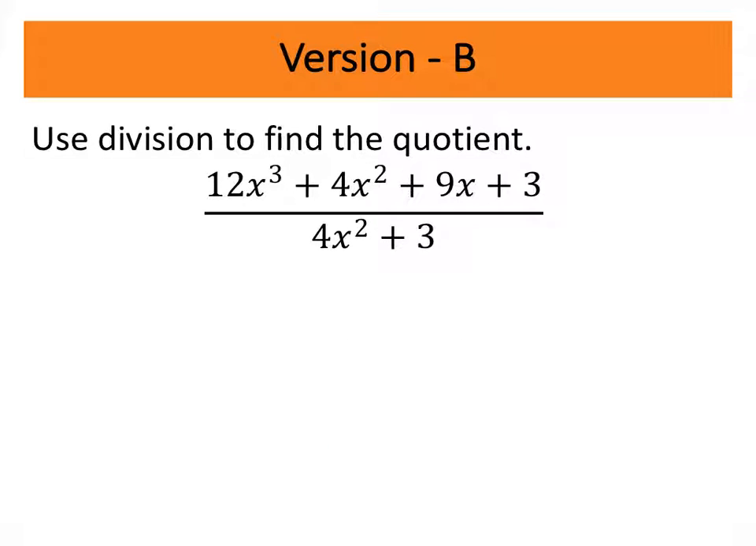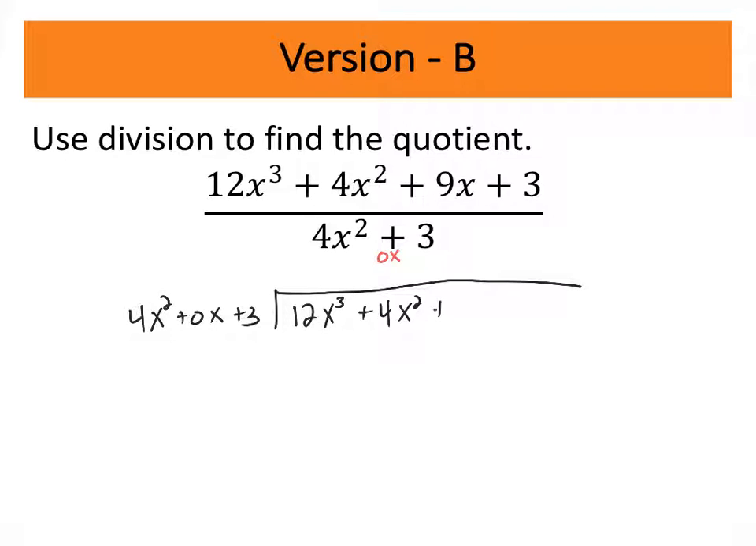So I'm going to redo this same problem, except this time I'm going to do long division, but I'm also going to add that 0x in there. So the first thing I need to do if I'm going to do a long division problem is I'm going to need to rewrite it. So I'm going to rewrite 4x squared plus 0x plus 3 divided, and what are we dividing? We're dividing 12x to the third power plus 4x squared plus 9x plus 3.